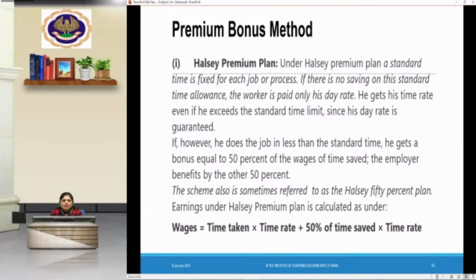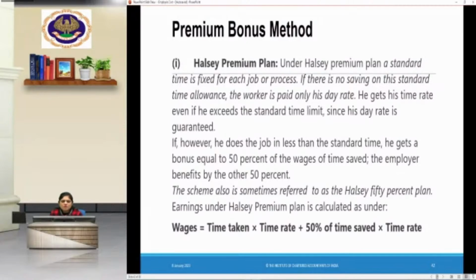he will still be getting the time rate, the basic wage or salary, but not the bonus. If, however, he does the job in less than the standard time, he gets a bonus equal to 50% of the wages of time saved. So if he has done the work in 4 hours, in contrast with the standard time of 5 hours, he saved 1 hour. So 50% of that 1 hour, that means for half an hour, he will be paid the bonus at the guaranteed time rate. The employer benefits by the other 50%.